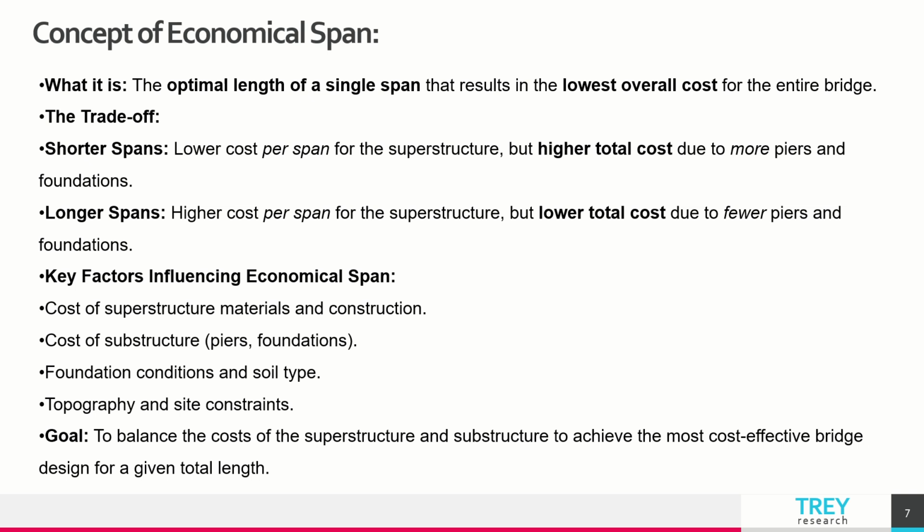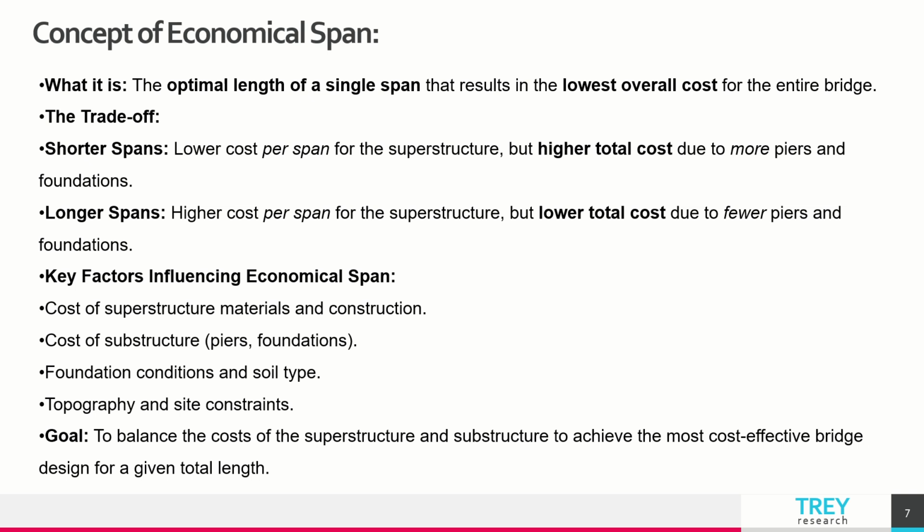Key factors which influence economical span are the cost of superstructure materials and construction. The material and the type of construction also vary as per the places, areas, or regions where we do the construction of a bridge. Then the cost of substructure like piers and foundation also varies as per the area. Foundation condition and soil type also vary as per the region.